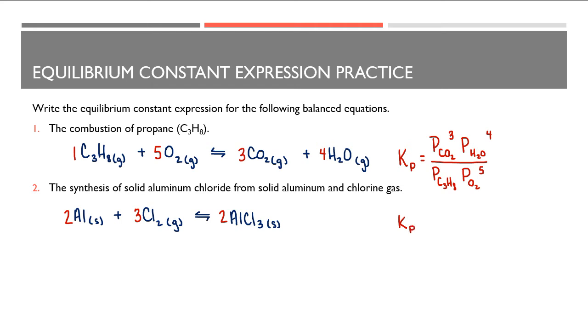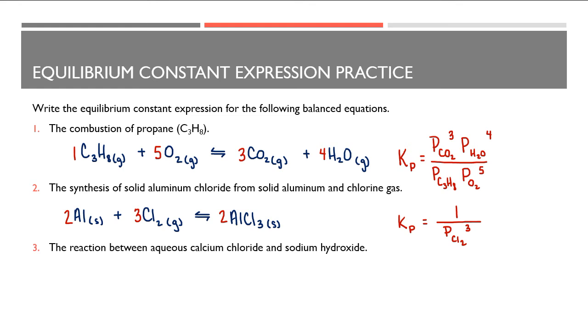So my equilibrium constant expression is only going to include the chlorine gas. Remember, solids and liquids get left out. So if it gets left out and there's nothing to be the numerator, then 1 will be our numerator, and the partial pressure of the chlorine gas raised to the 3rd power is our denominator.